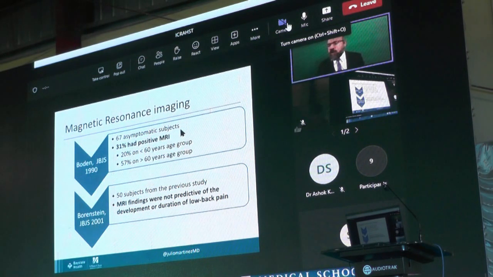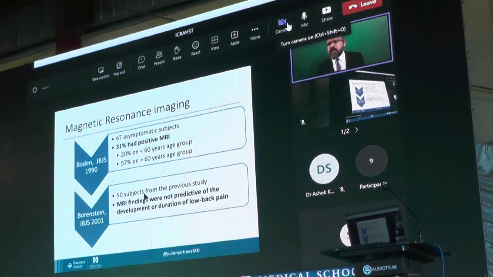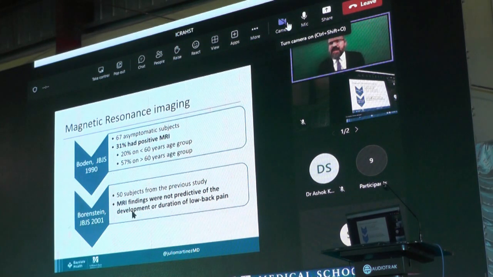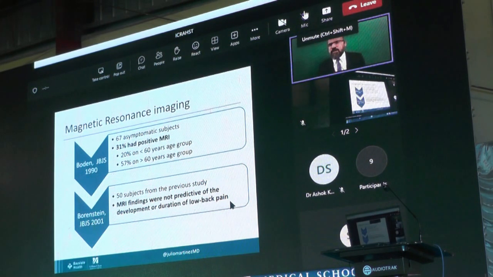Now, it gets better, because I don't know how, but they were able to find 50 of those 67 patients 10 years later, and they repeated their MRI. And they found the following. The MRI was not predictive of developing back pain or duration of back pain. In other words, the MRI won't tell you if the patient has back pain. It won't tell you if the patient will develop back pain, and won't tell you how long the back pain will last.